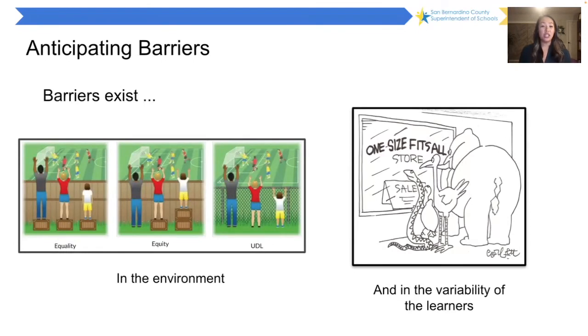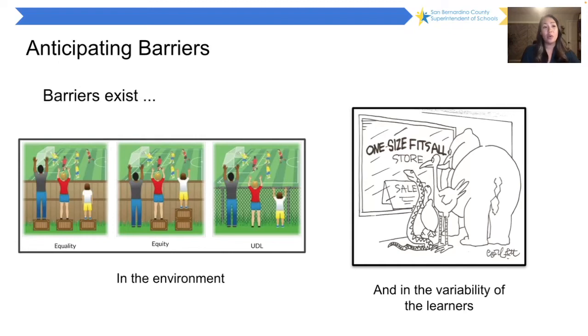So, with this standard, we need to anticipate barriers. We need to remember that barriers exist in the environment and in the variability of the learners. So we need to plan for the learners who are walking into our classrooms. It's really important for us as educators to be aware of deficit thinking. Just like our students can get negative mindsets, it's really easy for us as educators too, and I've totally been guilty of it. Instead of thinking this student is too far behind for me to catch them up, we can think, what can we do to help this student be more successful?